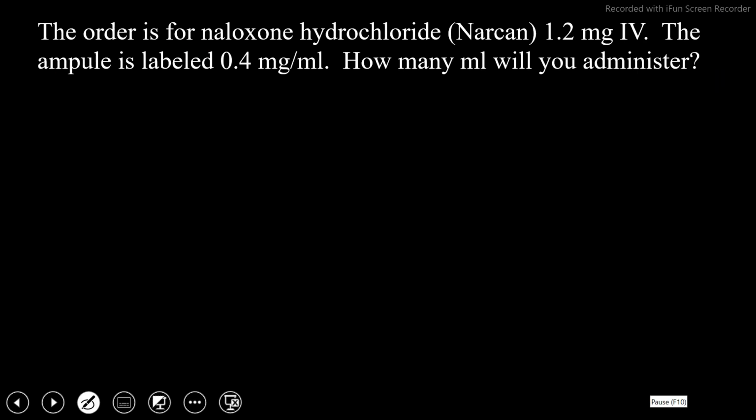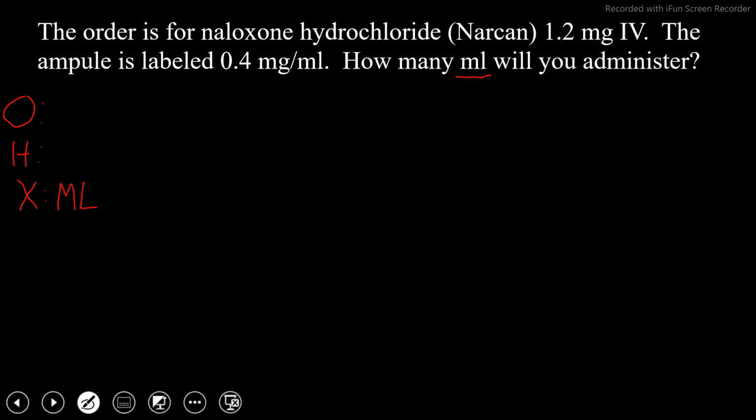On to the next problem. The order is for naloxone hydrochloride, which is our Narcan, 1.2 mg IV. The ampule is labeled 0.4 mg per mL. How many mL will you administer? So what we want to solve for is mL here, so I'll put mL here.